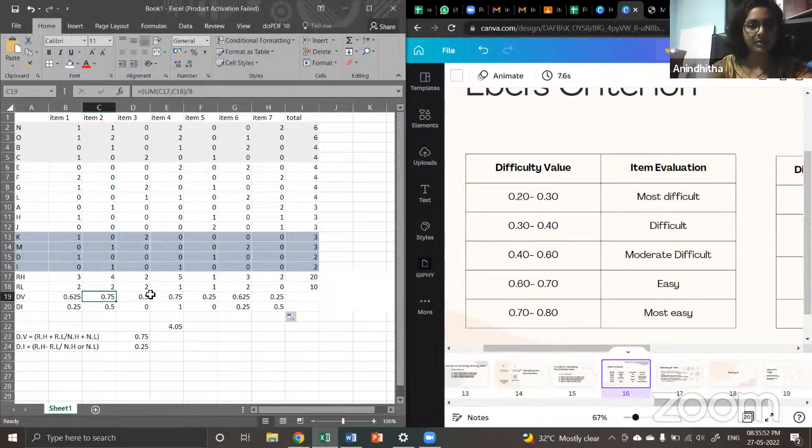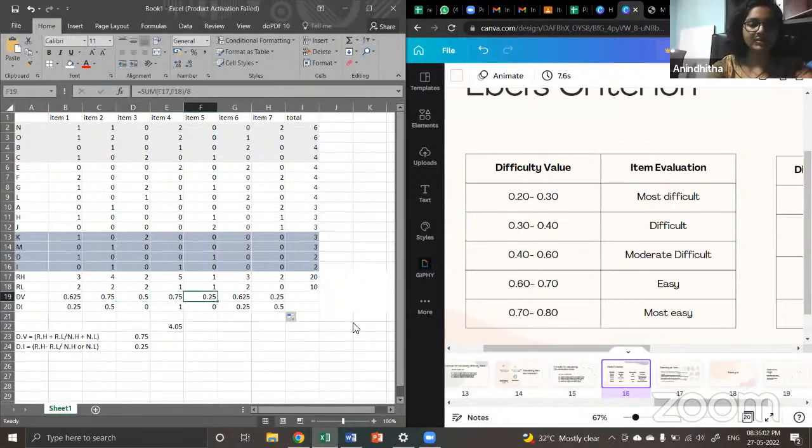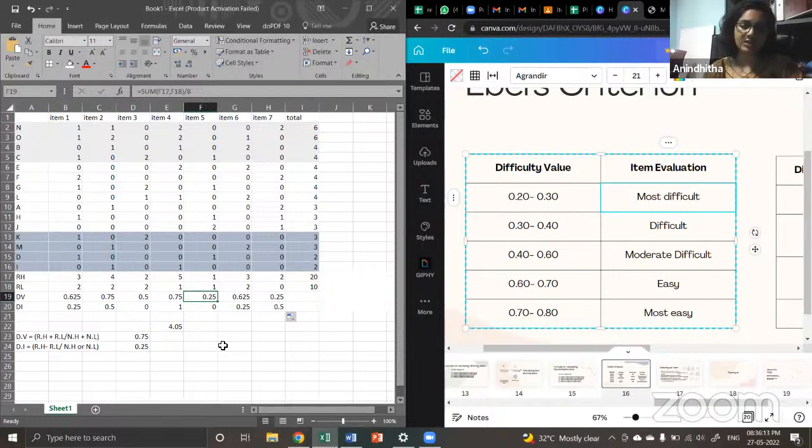What's happening with item number 3? Moderately difficult. Yeah, it's moderately difficult. But item number 5 over here is 0.25, so it comes under most difficult. So can we get an idea towards which are the items that we can consider and which are the items that need to be rejected based on the difficulty value?